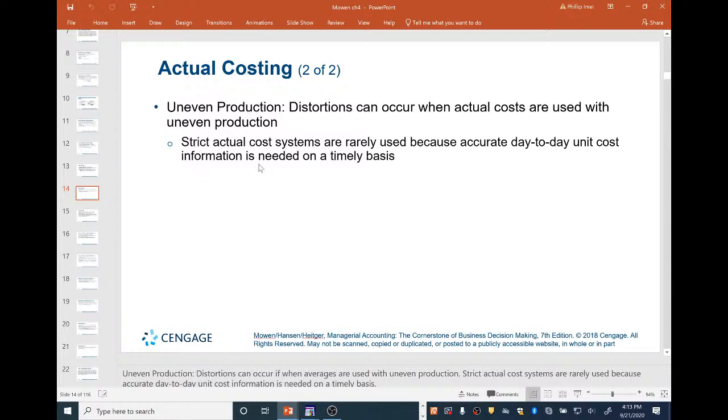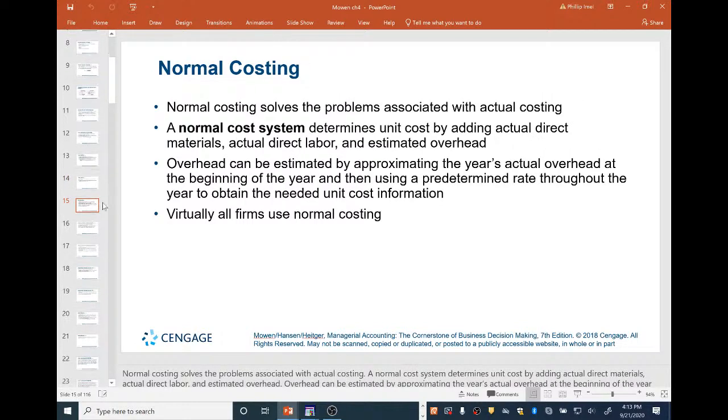So it says here, strict actual cost systems are rarely used because accurate day-to-day unit cost information is needed on a timely basis. So it's just impractical to use this method for the most part, right? Next is normal costing. Obviously, this is going to solve the problem associated with actual costing. Under the normal costing system, we determine the unit cost by adding actual direct materials, actual direct labor, and then we estimate the overhead, okay?